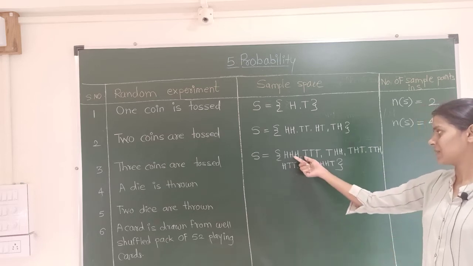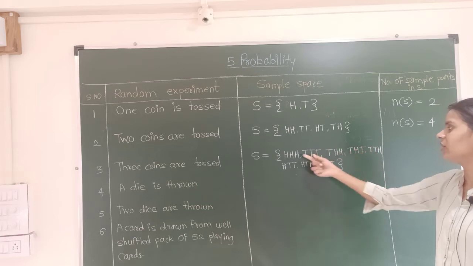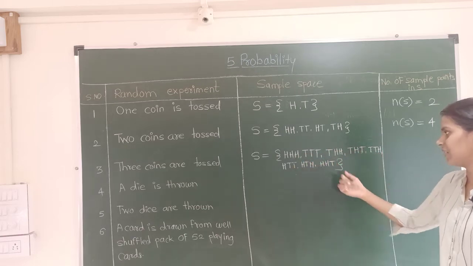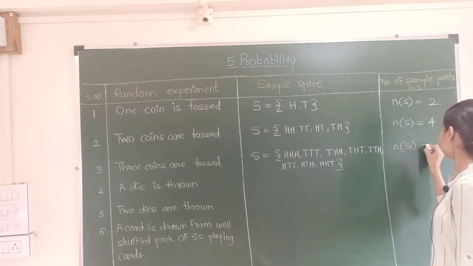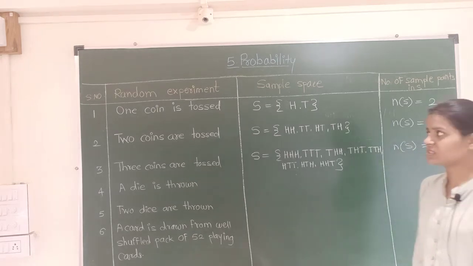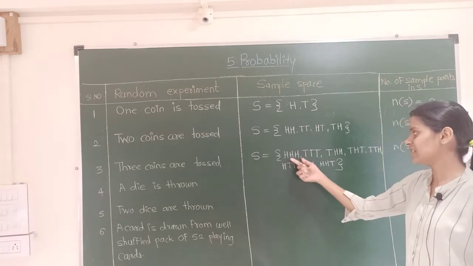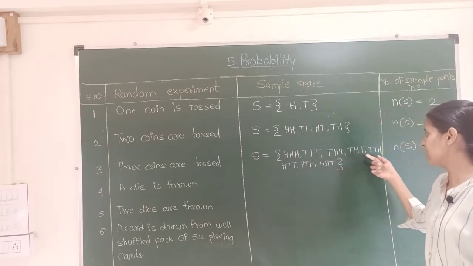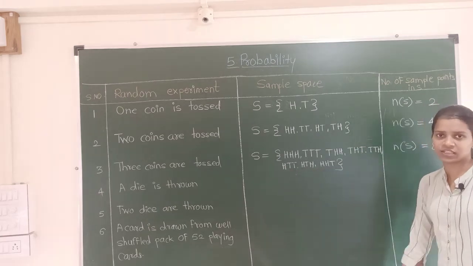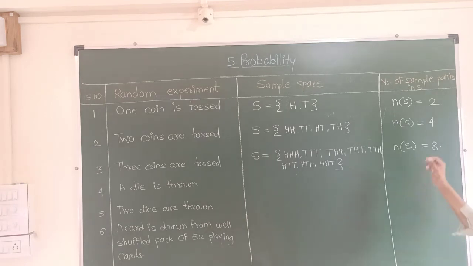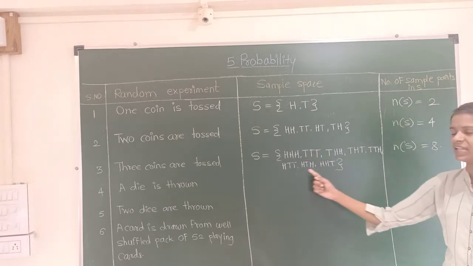Count the number of sample points. 1, 2, 3, 1, 2, 3, 4, 5, 6, 7, 8. There are a total of 8 sample points. So n(S) is equal to 8. When 3 coins are tossed, the sample space will be HHH, TTT, THH, THT, TTH, HTT, HTH and HHT. Okay, so these are the sample space. Now the number of sample points in the sample space, you will count all the elements in it.